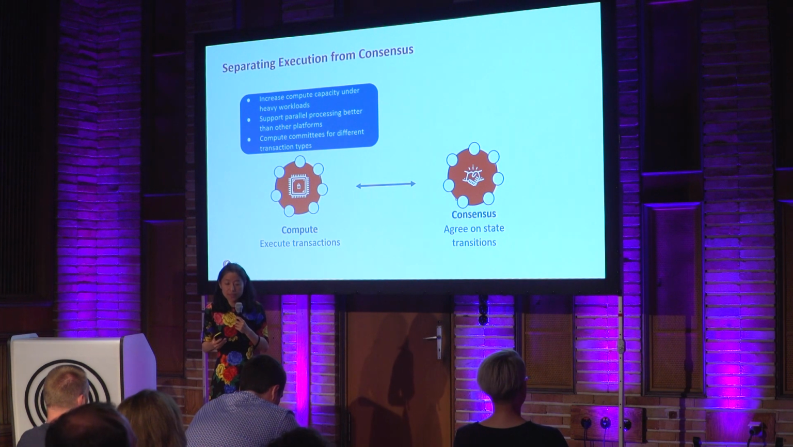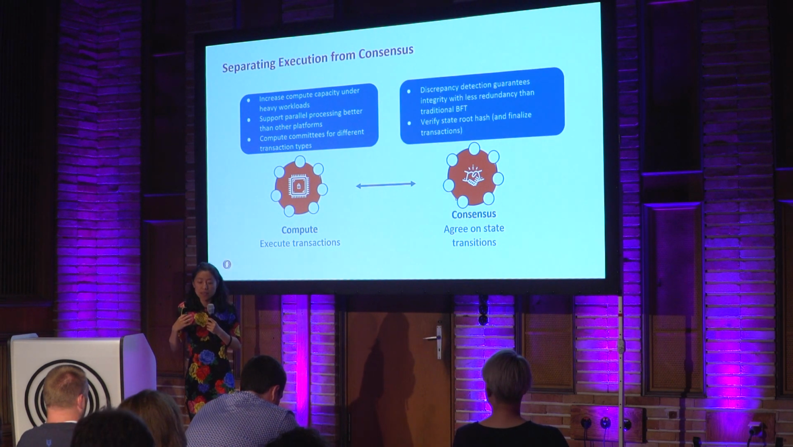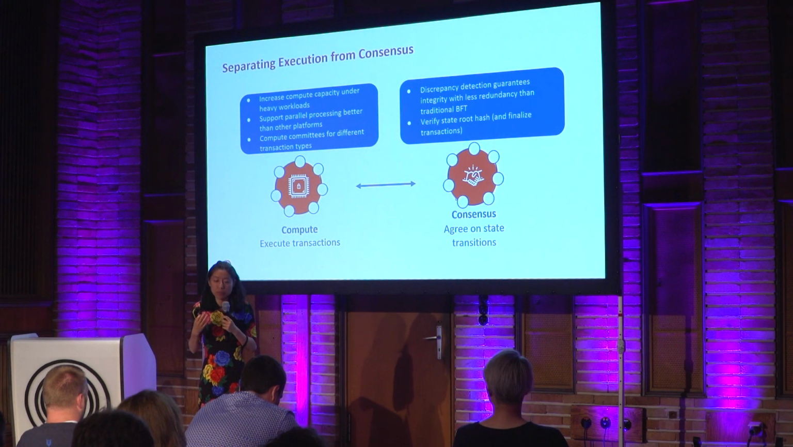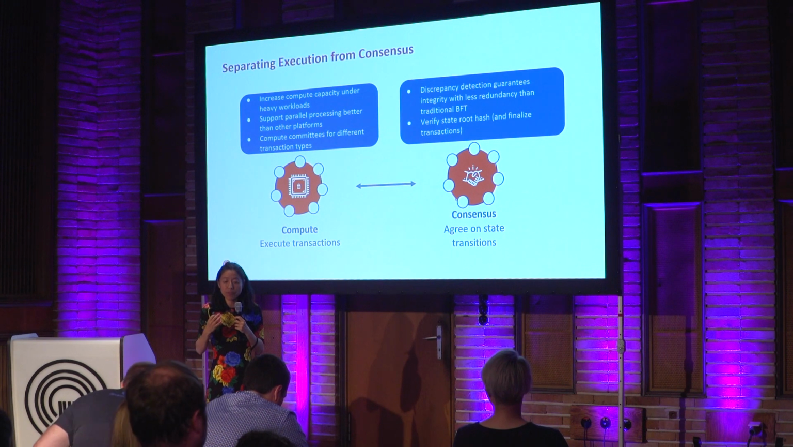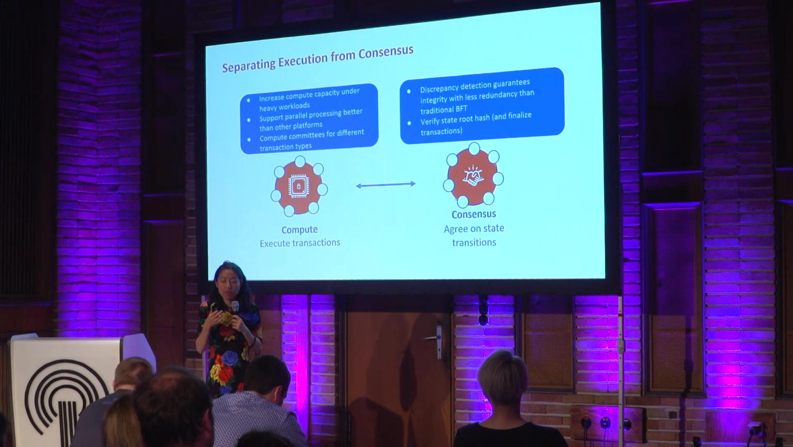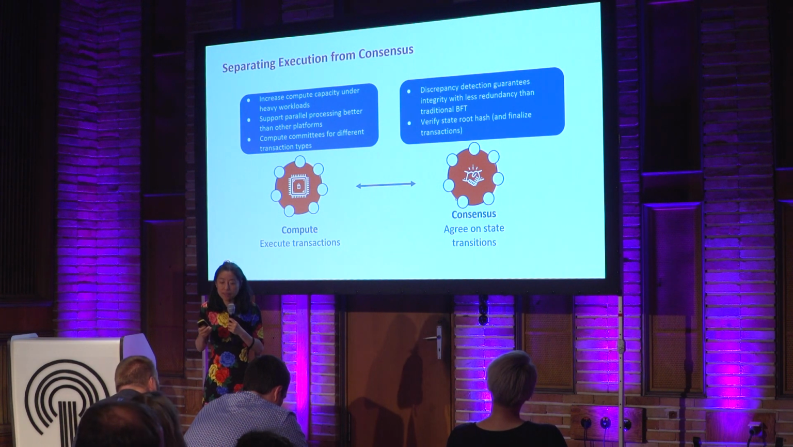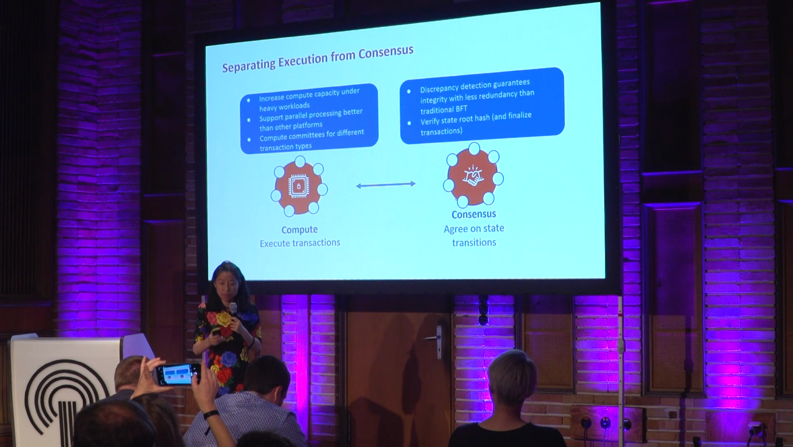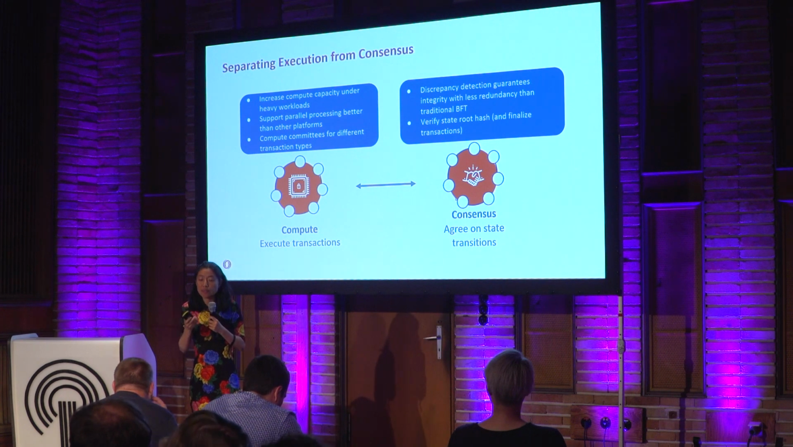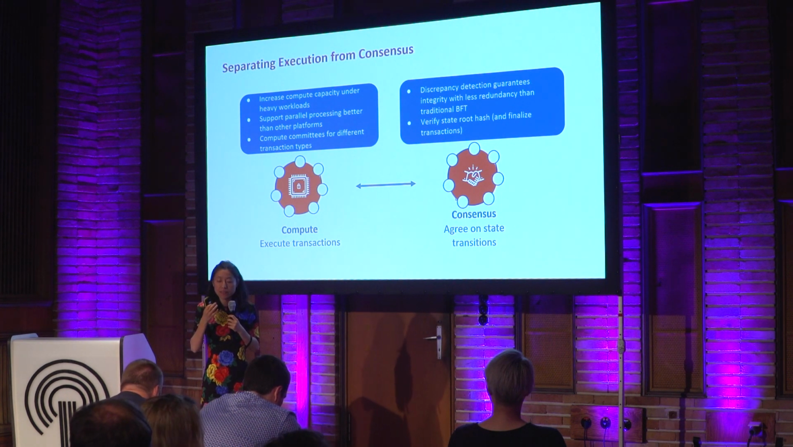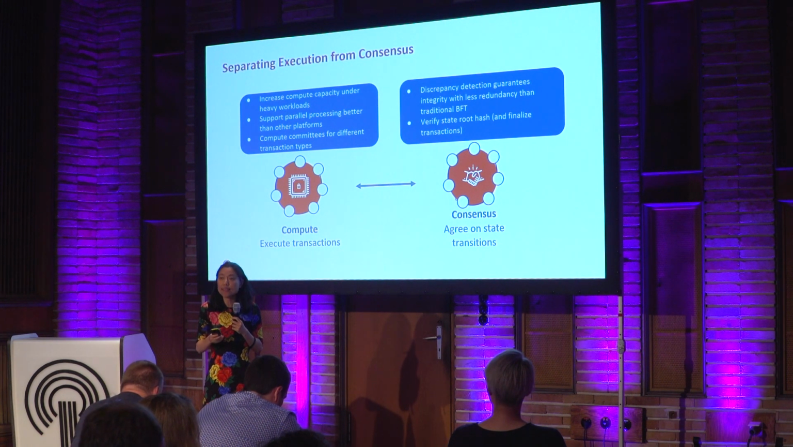And with the consensus, the consensus committee agrees on the state transitions, which performs the consensus. And we use discrepancy detection to guarantee the integrity of the computation results. This approach actually allows us to achieve much greater efficiency. We can have a much smaller compute committee size than the traditional 3F+1 BFT setting. And then the consensus committee verifies the state root hash to ensure that the committee reaches consensus and keeps an immutable ledger.